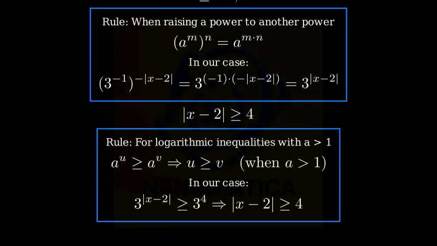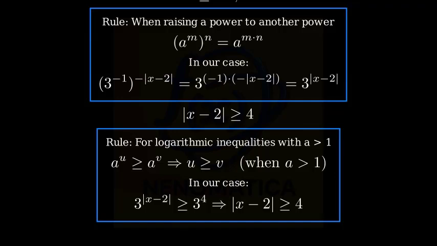Remember, the absolute value of an expression is greater than or equal to a positive number when the expression inside is either greater than or equal to that positive number, or less than or equal to the negative of that number. So we have two cases. Case 1: x minus 2 is greater than or equal to 4, which gives us x is greater than or equal to 6. Case 2: x minus 2 is less than or equal to negative 4, which gives us x is less than or equal to negative 2.